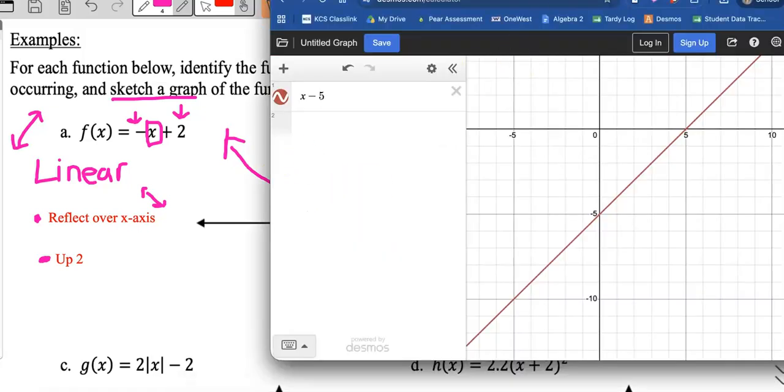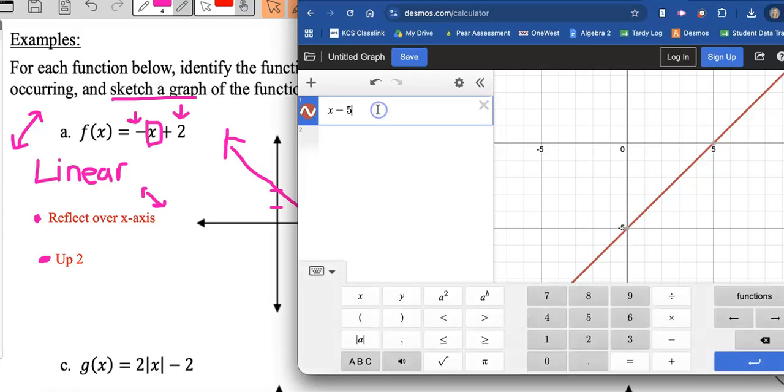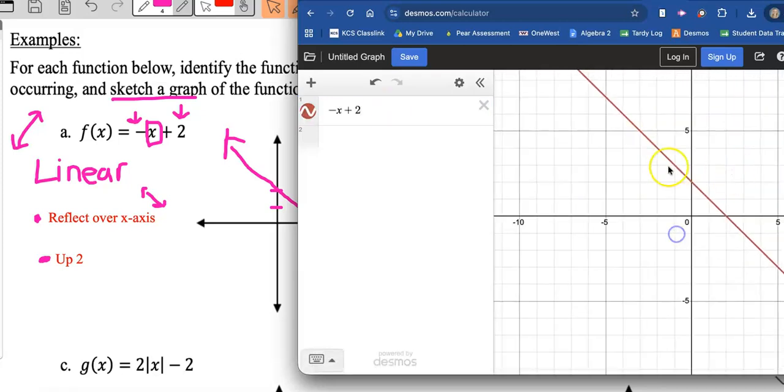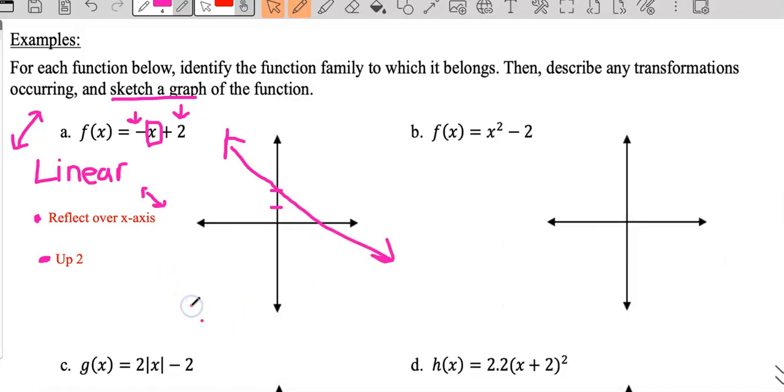Now if you wanted to, you could go to Desmos and type it in, negative x plus 2. Hey, I know I'm right. It matches my Desmos graph. Okay, but again, this would be a non-calculator skill that we're working on.